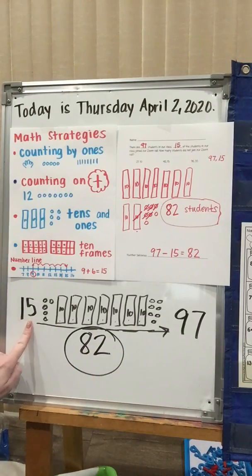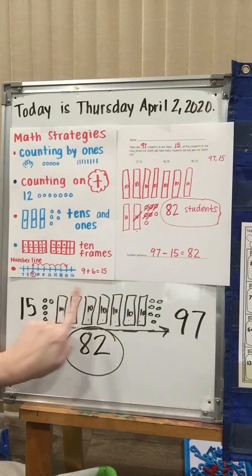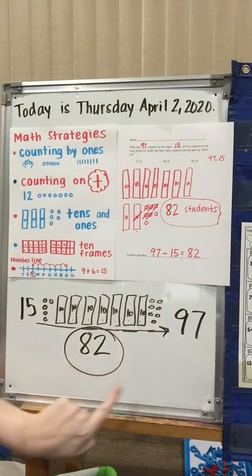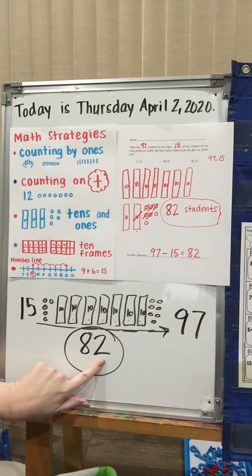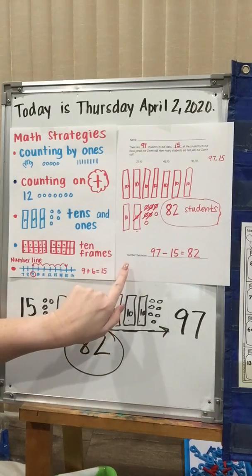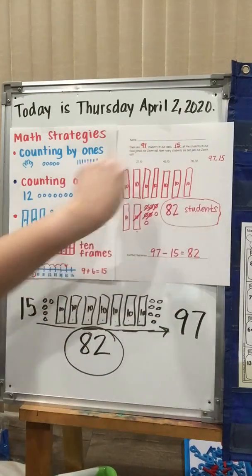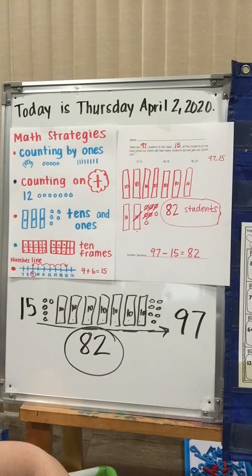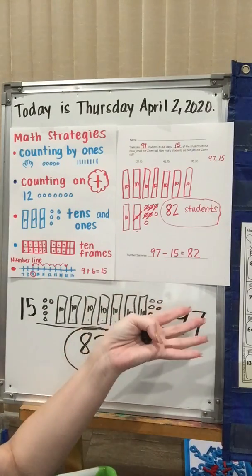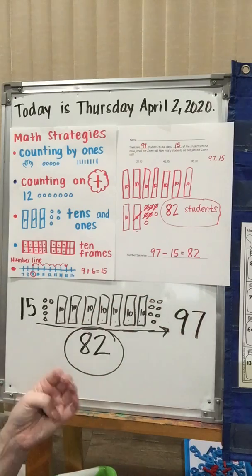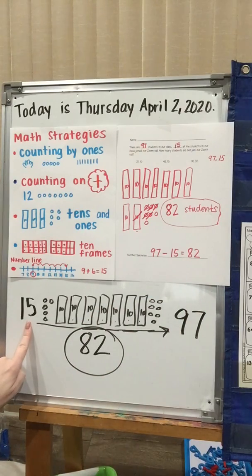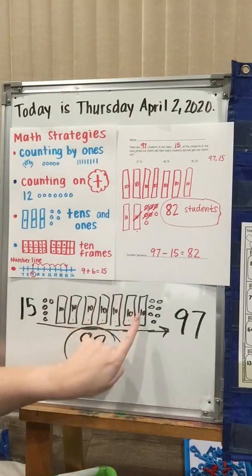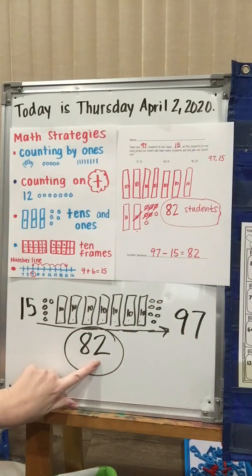Okay, that means 15 of them called. I had to count on and see how many more I needed to get to 97. That told me how many did not call. So there's two ways you can do it. You can start with how many kids are in the class, take away the ones who called in so you can see how many were left, how many did not call in. Or you could start with that small number and try to get all the way to that big number, and then that would tell you how many did not call in.